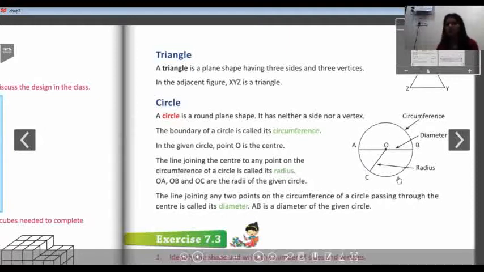So what we have studied is that the boundary of the circle is called its circumference. The point O is known as the center of the circle, and the line joining the center to any point on the circumference, this point C can be any point, is known as the radius. Whereas the line joining the two endpoints on the circumference of a circle, but it has to pass through the center, then only it will be known as the diameter of the given circle.